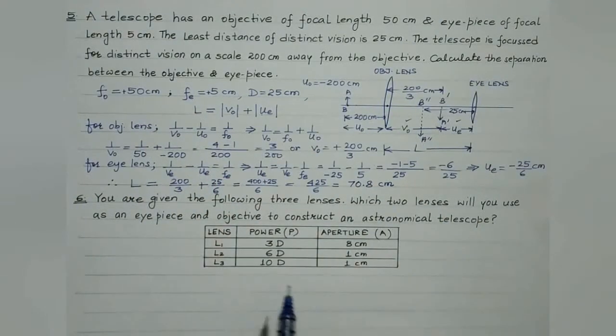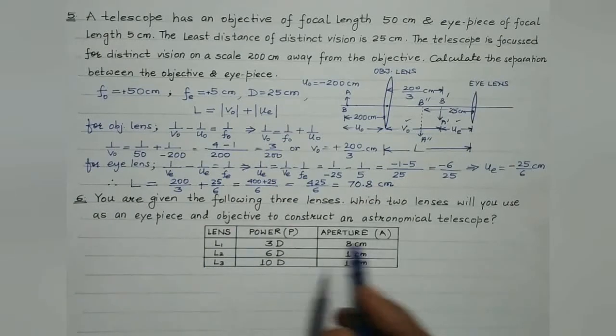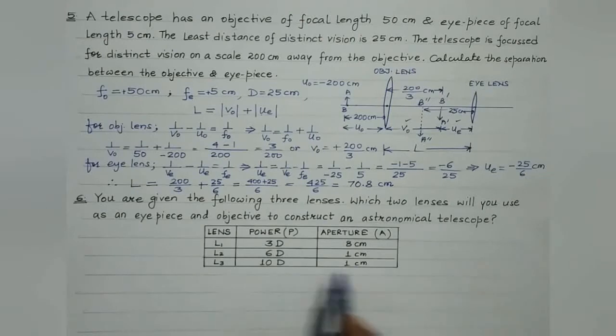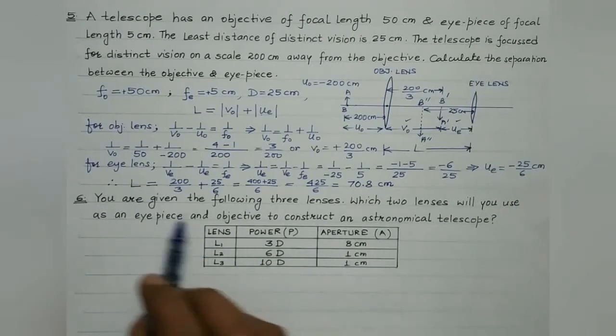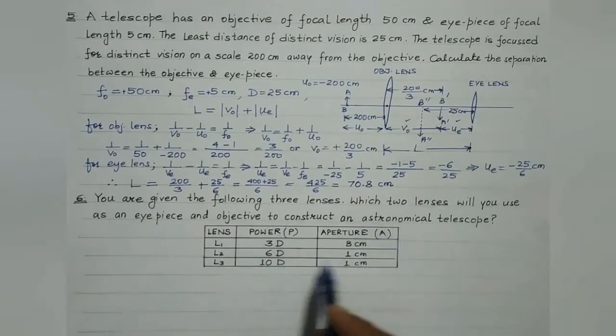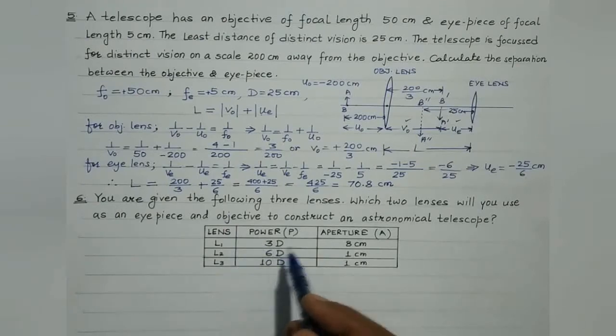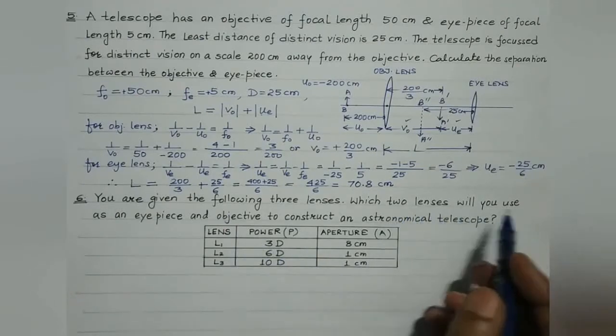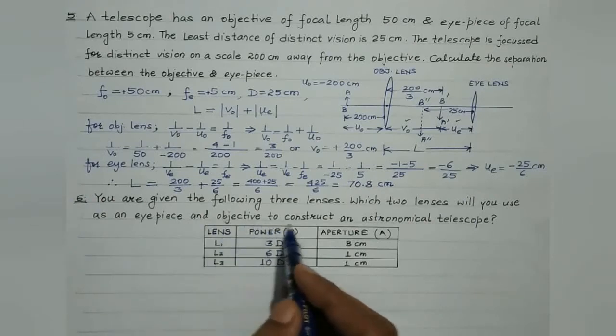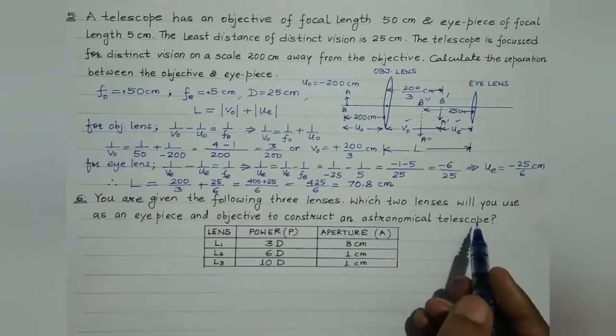Okay students, now let's proceed to the last question, that is the sixth one. And this type of question is very important, again from your examination point of view, right? So in order to solve these questions, your theoretical concepts must be crystal clear. Now here we are given these three lenses. Which two lenses will you use as an eyepiece and objective to construct an astronomical telescope?